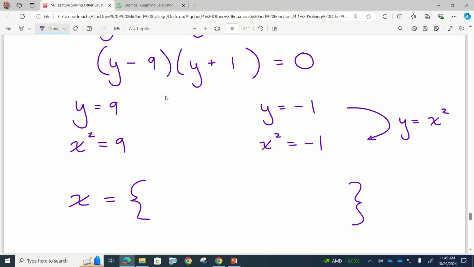x squared equals 9, that has 3 as one of the solutions, right? 3 squared is equal to 9. What's another solution? Negative 3. And there's 2 more solutions. What squared is equal to negative 1? i and negative i. Because the square root of negative 1, that's the definition of i, and the square root principle also gives us the negative i solution. So 4 solutions altogether.